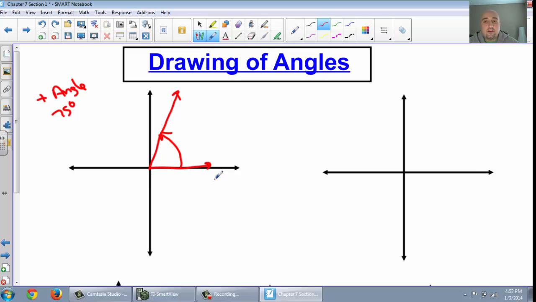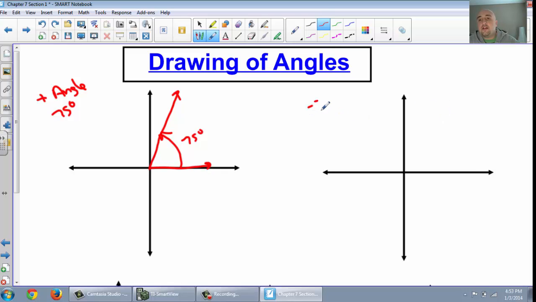So we need 3 arrowheads: one for our initial side, one for the direction of our angle, and one for our terminal side. And we also need to mark in there that that's 75 degrees. Now we're not using a protractor here. We're just guesstimating, and that looks pretty much like 75 degrees.